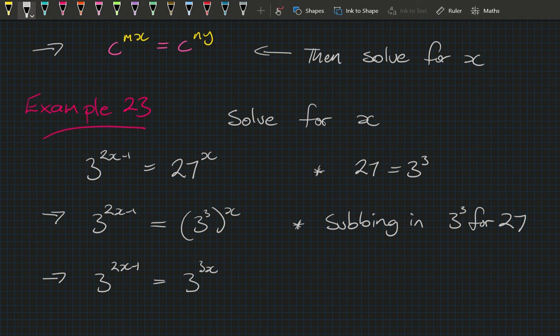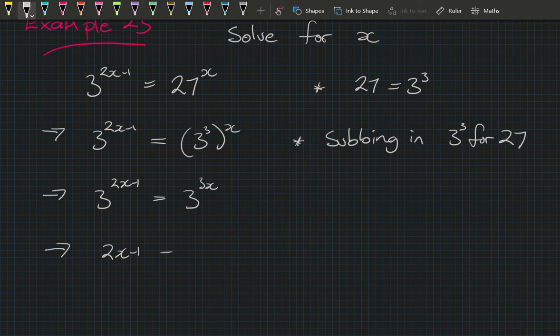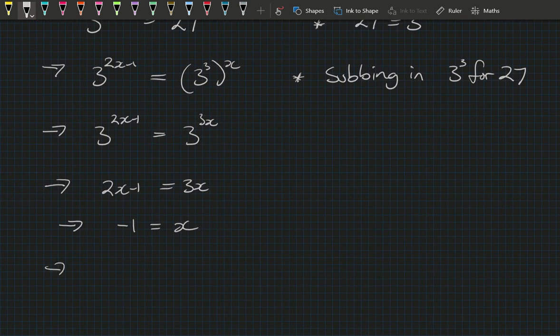So as we've seen all through this lesson, that means that 2x minus 1 has to equal 3x. And subtracting 2x from both sides, minus 1 is equal to x, which is the same as saying x is equal to minus 1. Alright, and that's our answer. How about we actually check that?